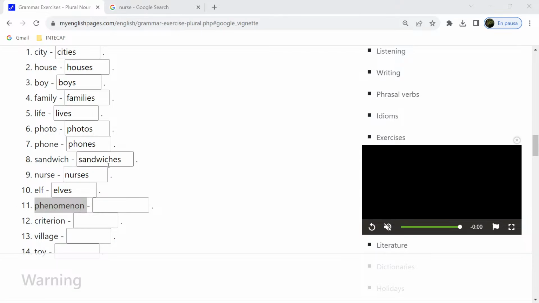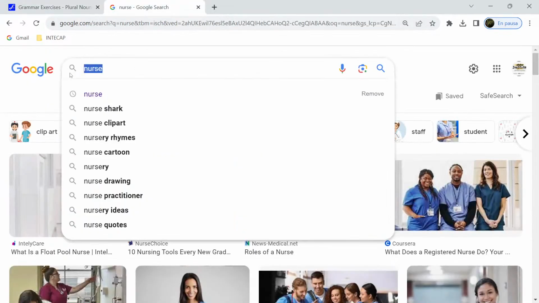No? Okay, no worries. So this is an irregular plural, okay? The plural of this word is phenomena. Aha, phenomena. So that is the plural. Okay, guys, that is the plural.